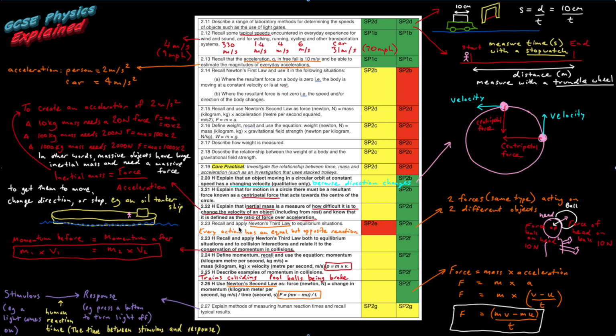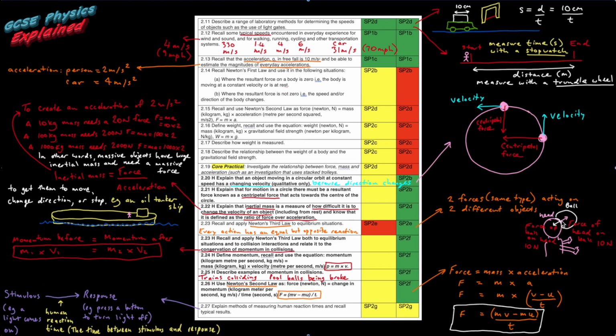You're supposed to be able to recall and apply Newton's third law to equilibrium situations. So Newton's third law basically says for every action there is an equal but opposite reaction. You can identify when Newton's third law applies because there'll always be two forces of the same type acting on two different objects. For example, here's a man or a woman heading a football.